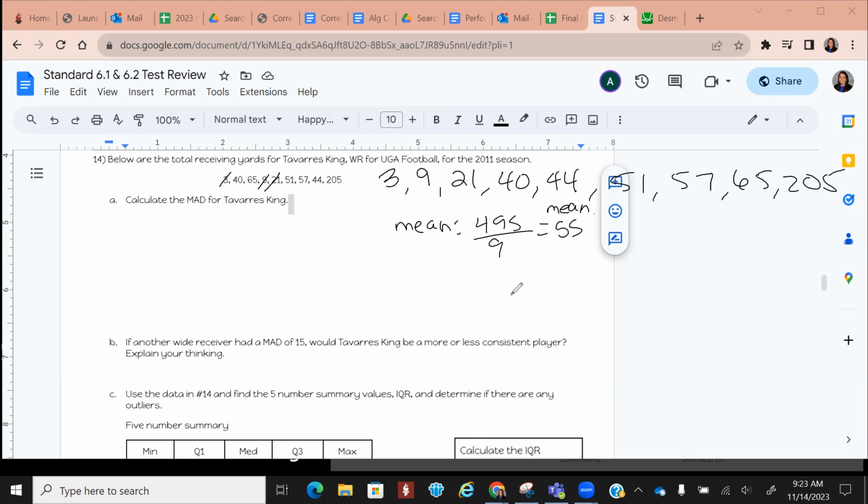Did anybody get another mean for that? Okay. So let's go ahead and do the math. We're going to take this list of numbers and we're going to put them on the side. Okay, one.